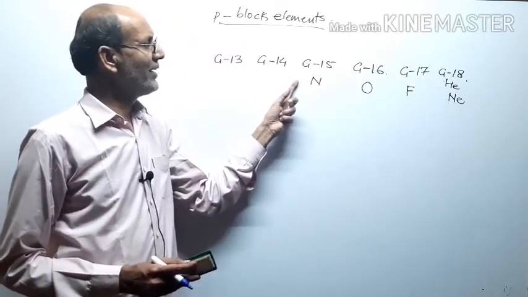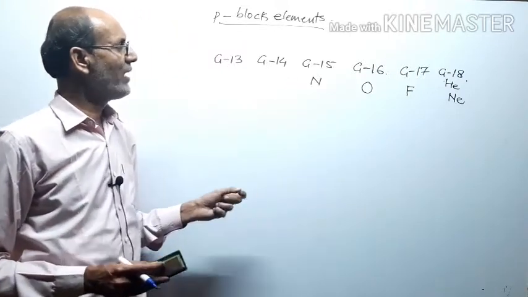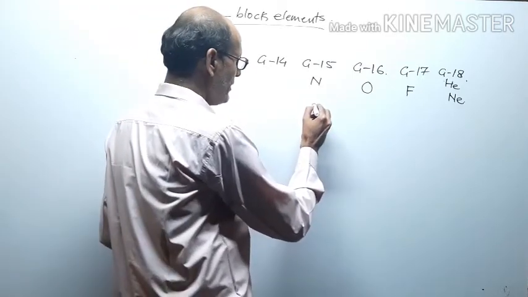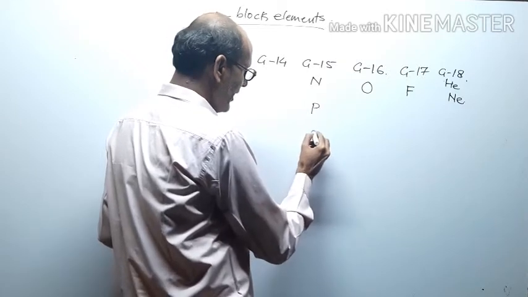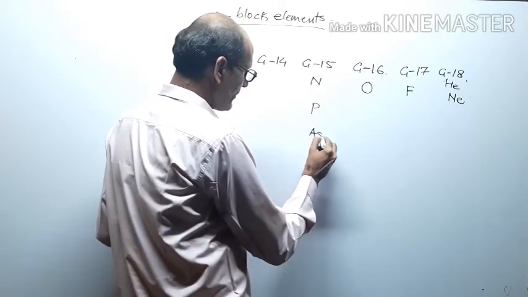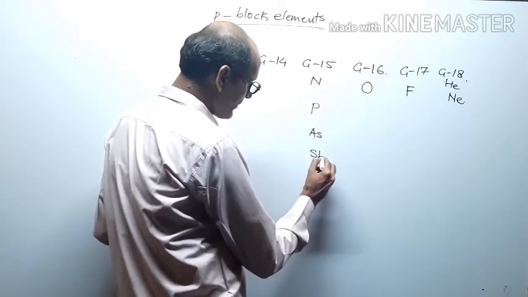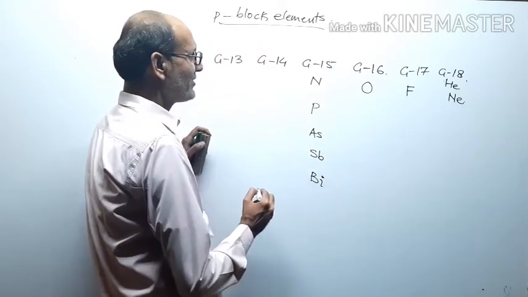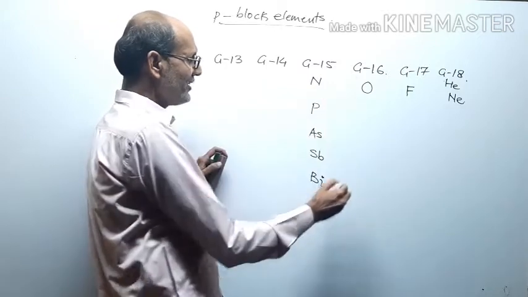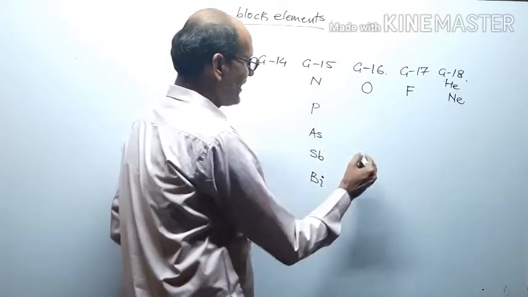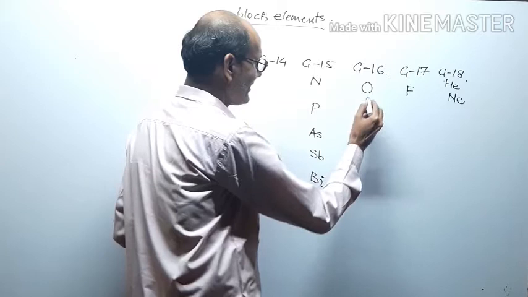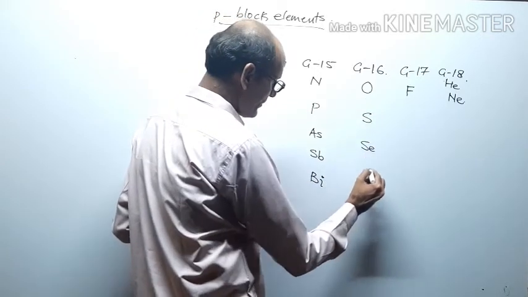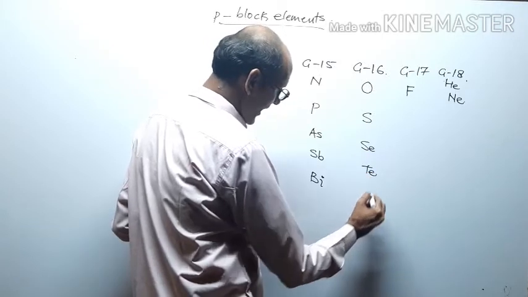Group 15 elements, that means nitrogen family, contain nitrogen, phosphorus, arsenic, antimony and bismuth. These are the 5 elements, while group 16 also contains 5 elements: oxygen, sulfur, selenium, tellurium and polonium.